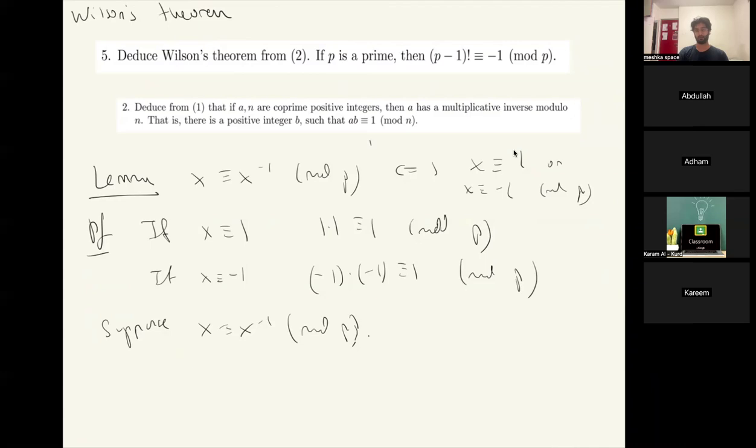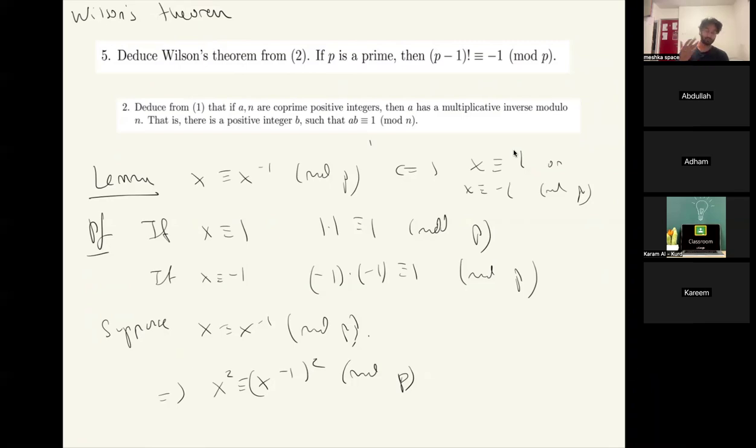But don't we have that if A is congruent to B mod M, then A squared is congruent to B squared mod M also? It's true, but then what does it mean? It tells us x squared is congruent to x inverse squared mod p. If we just square both sides, we get this, right? But also, when you multiply by x, we get x squared is congruent to 1.